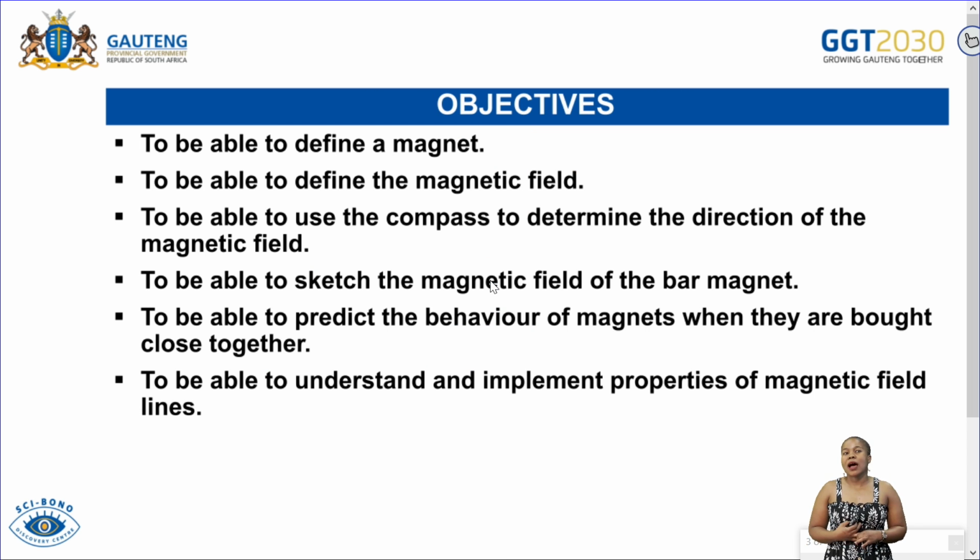Our objectives are what we should know by the end of today's lesson. We should be able to define a magnet. We should be able to define a magnetic field. We should be able to use the compass to determine the direction of the magnetic field. Also, by the end of this lesson, I want you and I to be able to sketch the magnetic field of the bar magnet. Also, to be able to predict the behavior of magnets when they are brought closer together. And lastly, to be able to understand and implement properties of magnetic field lines.